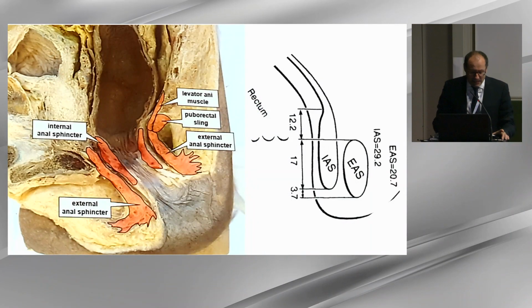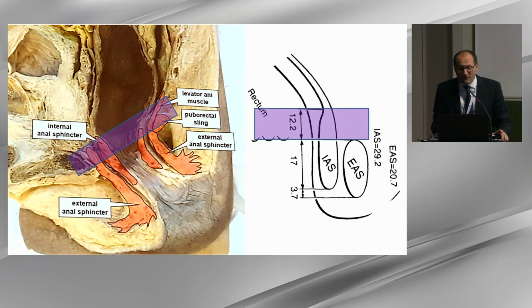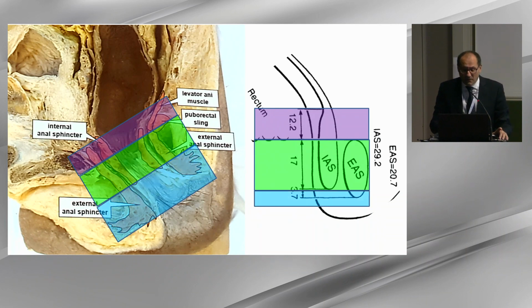And there is some difference regarding the distribution of the anal sphincters in the anal canal, because in the upper third of the anal canal we find the internal sphincter but not the external. In the middle part of the anal canal there is an overlapping of the internal and the external sphincter, and in the lower third of the anal canal we cannot identify the internal sphincter anymore, but only the distal part of the external sphincter. So in the middle part of the anal canal, the internal and external sphincter form these two rings for about 2 centimeters.